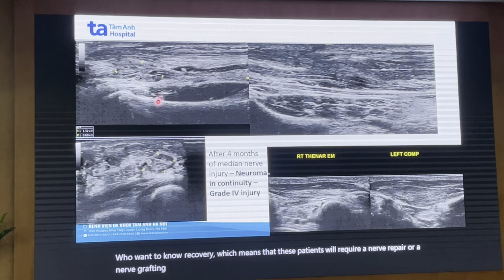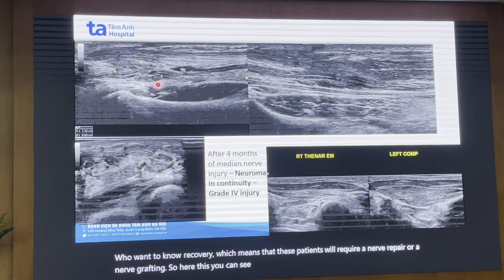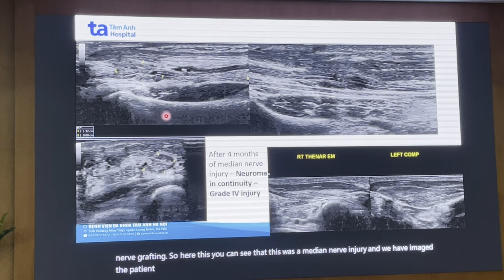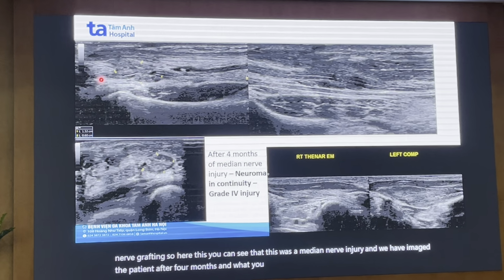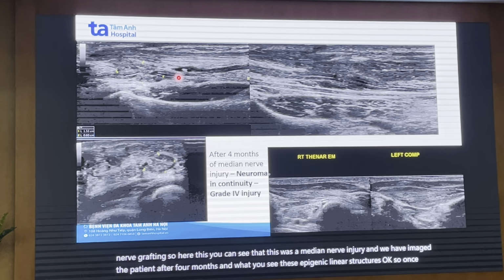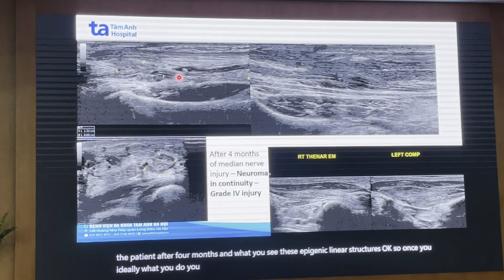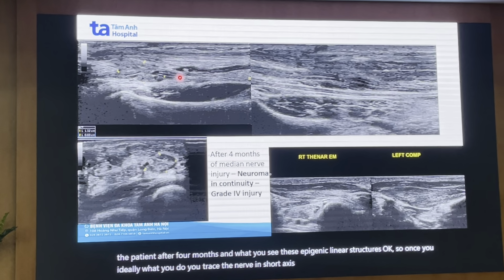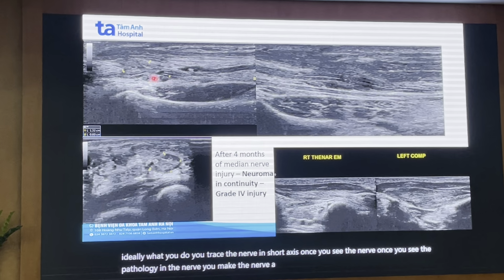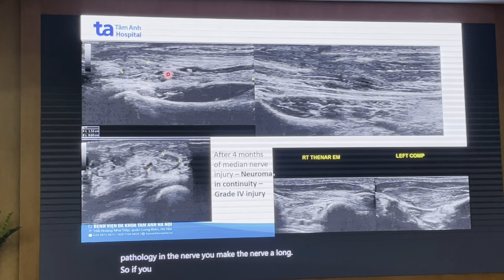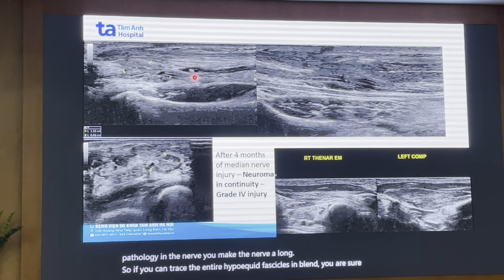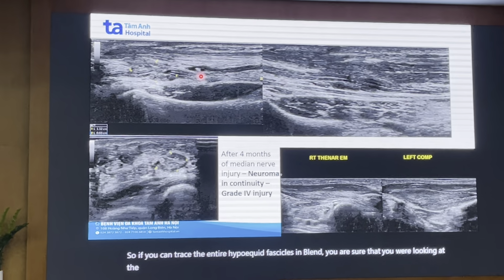So here, you can see that this was a median nerve injury, and we have imaged the patient after 4 months. And what you see, these echogenic linear structures, okay? So ideally what you do, you trace the nerve in short axis. Once you see the pathology in the nerve, you make the nerve in long axis. So if you can trace the entire hypoechoic fascicles in length, you are sure that you are looking at the nerve properly in long axis.